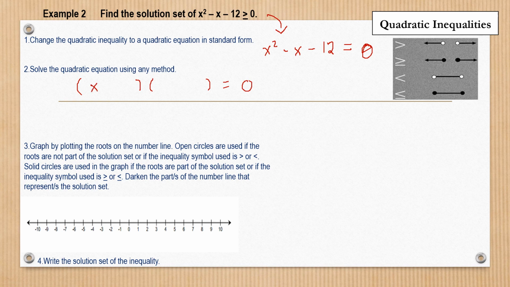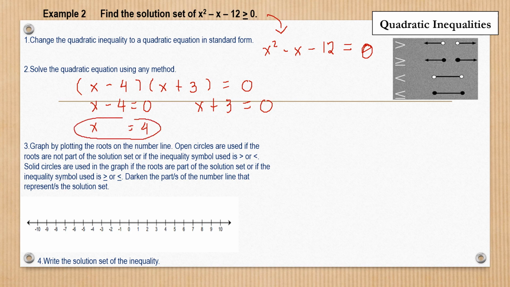Now, what are the factors of -12 that will give us -1 when added or subtracted? That would be -4 and +3. Applying the zero product property, we have x minus 4 is equal to 0 and x plus 3 is equal to 0. Solve for x: x sub 1 is equal to 4, x sub 2 is equal to -3.